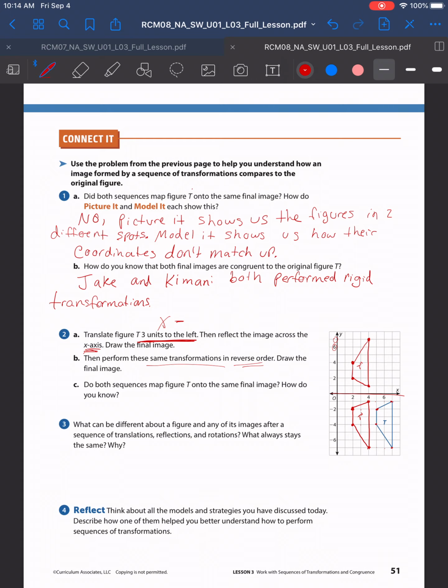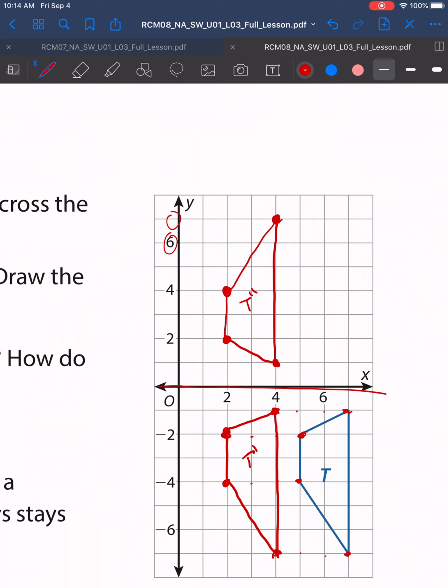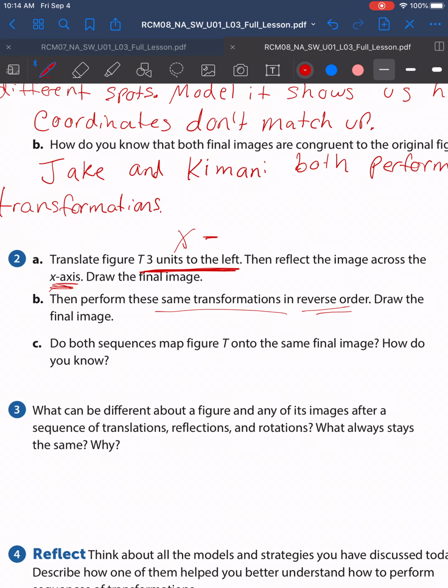So basically it's saying if I would go from my T double prime and reflect it, wouldn't it land on T prime? And then if I went from T prime and I moved it back 3 over to the right, wouldn't it then land on my original T? It's kind of a silly question. Okay, so it's just saying if I were to do everything I just did up here in reverse, wouldn't it land back on T? Yes. Do both the sequences map figure T onto the same final image? Yes.